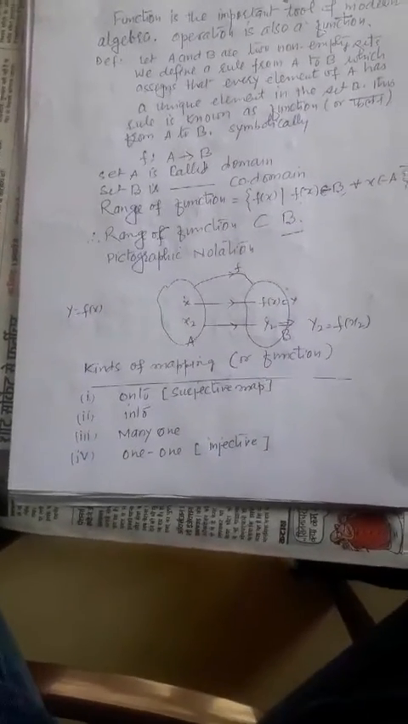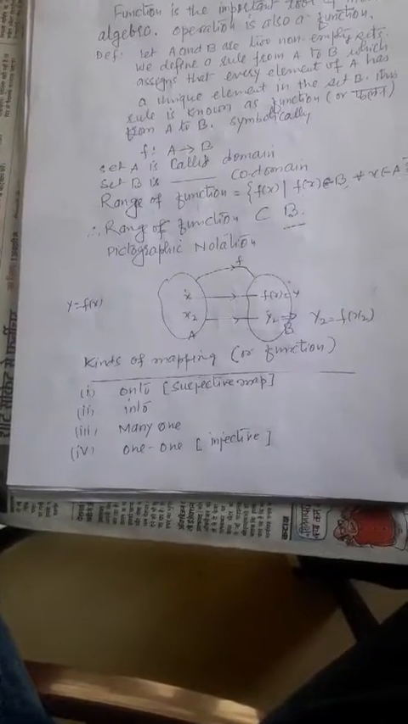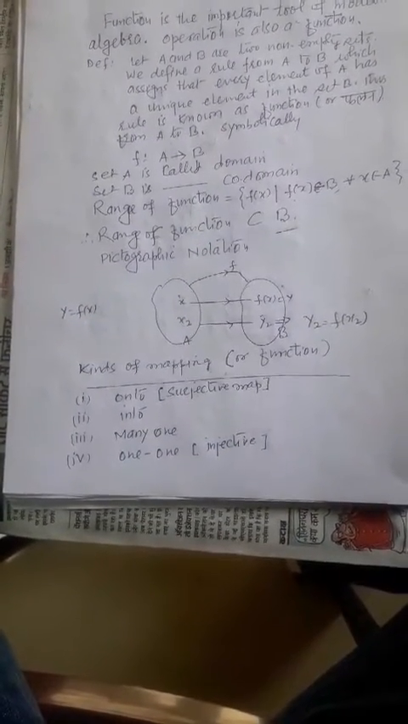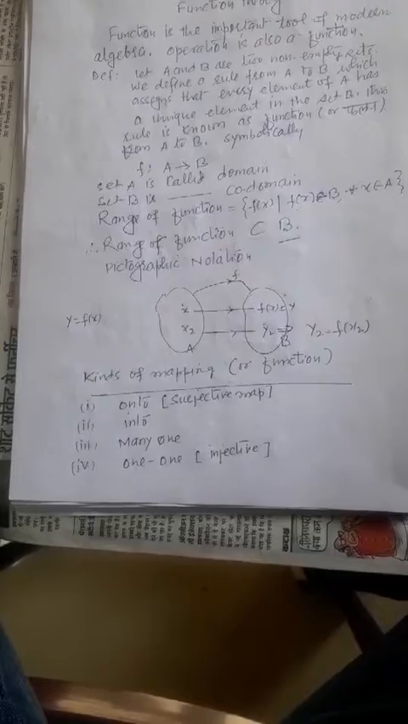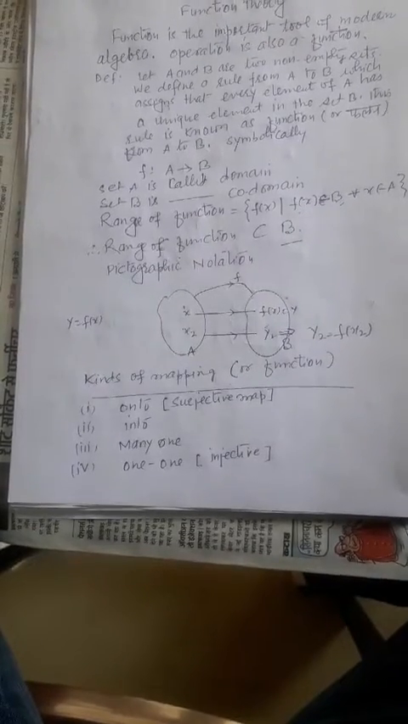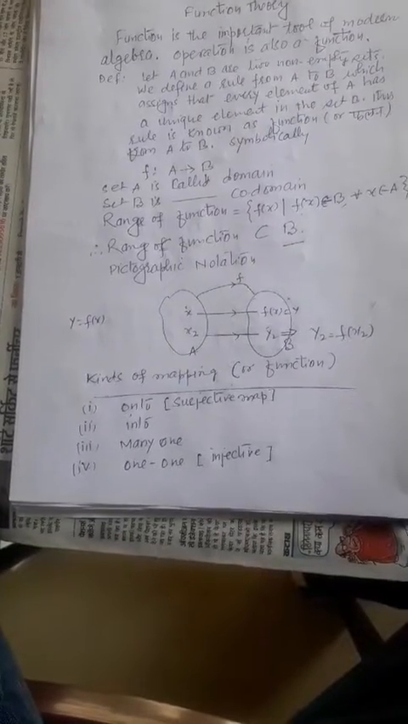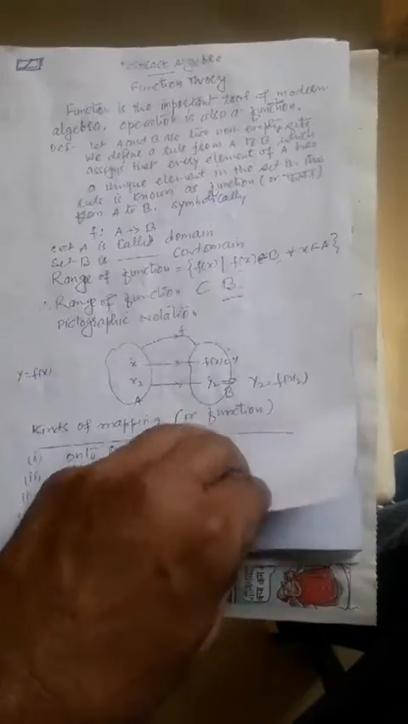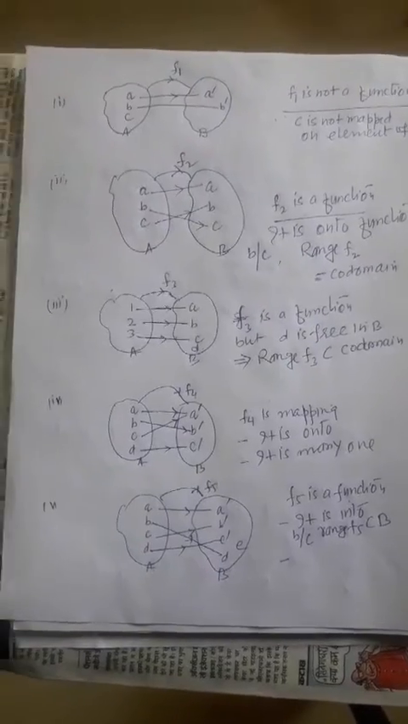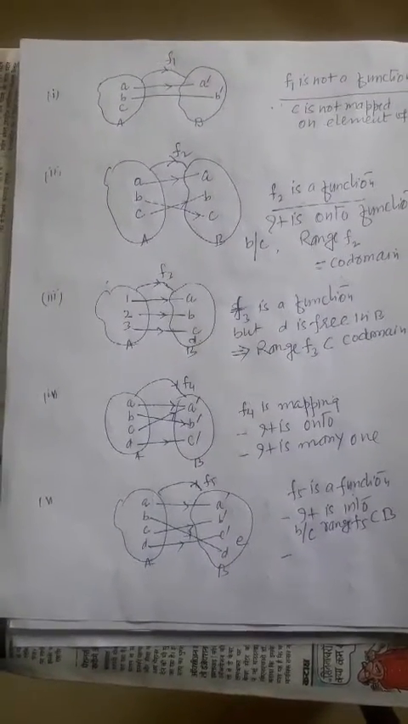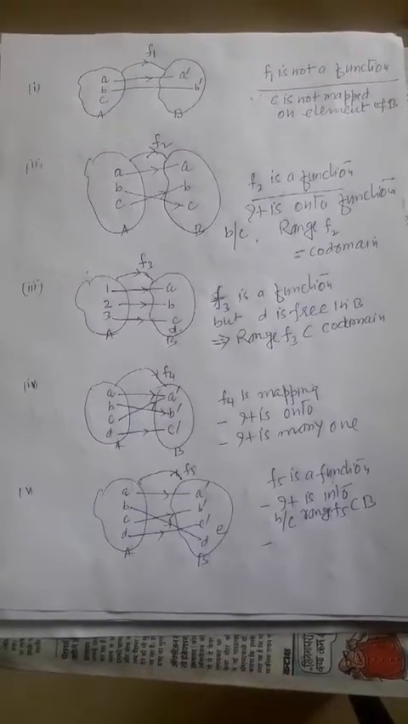Now, kinds of functions. We can categorize functions in the following way: onto function, also called surjective function or surjective map; into function; many-one function; one-one function. This one-one function is also called an injective map or injective function. Now these are the pictographic notations by which we can easily understand the kind of function.